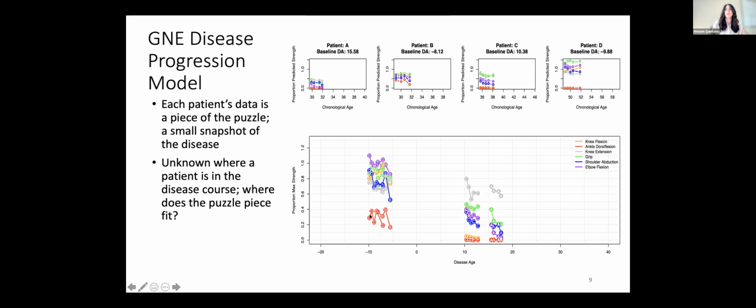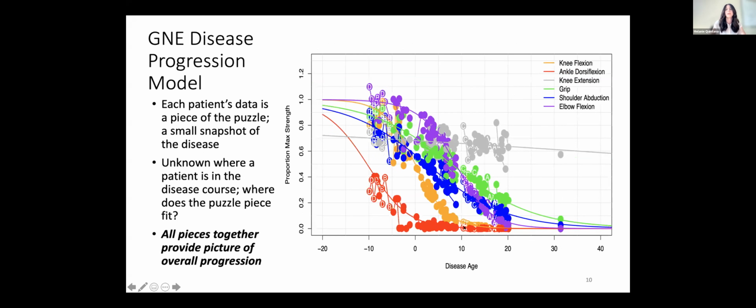We actually estimated that D probably had some weakness for other reasons in their dorsiflex, so we adjust them based on what we believe is their max strength, and they get shifted over to the left here. So the model simultaneously tries to figure out where individuals are in the disease course, shift them left and right, and then fit overall pictures of disease progression.